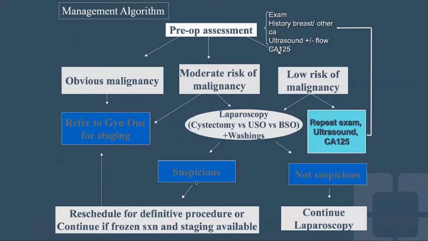Here's a management algorithm. I don't want to go through it too much for the interest of time, but we can see that if we're talking about moderate risk, sort of in the middle, if it's suspicious on laparoscopy, we really need to do a definitive procedure to remove. But if there's a low risk exam, we can repeat ultrasounds, follow ultrasounds, and CA-125s.